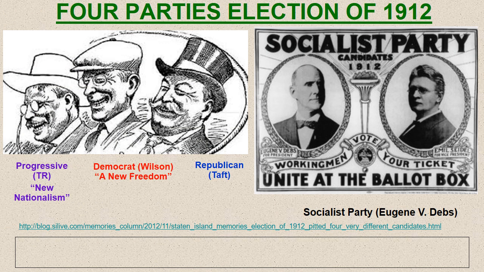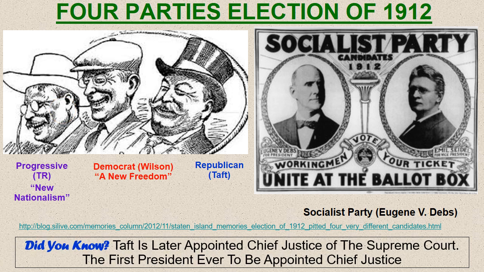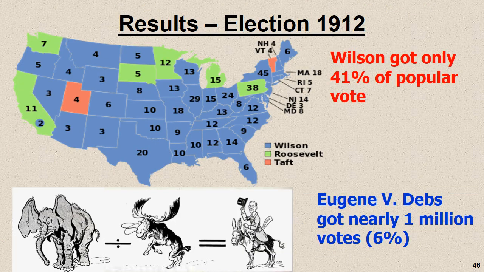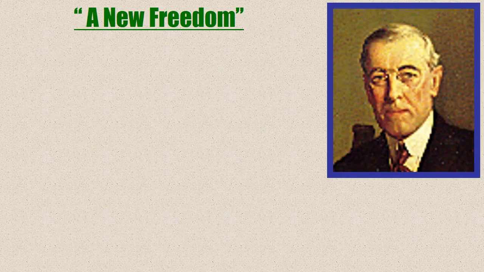There's 3 candidates who are running for the presidency in here, and again, the Socialist Party running again in 1912, and Wilson wins. Teddy Roosevelt pulls votes away from the Republicans and helps the Democrat Wilson win.